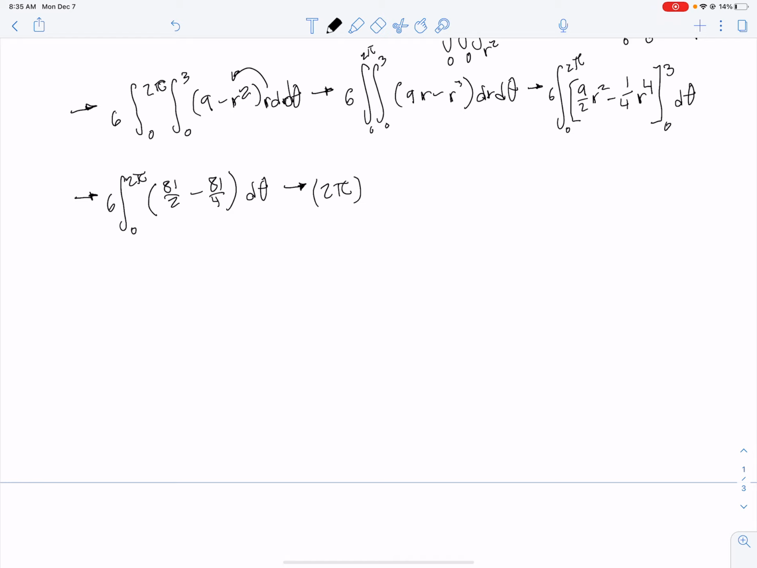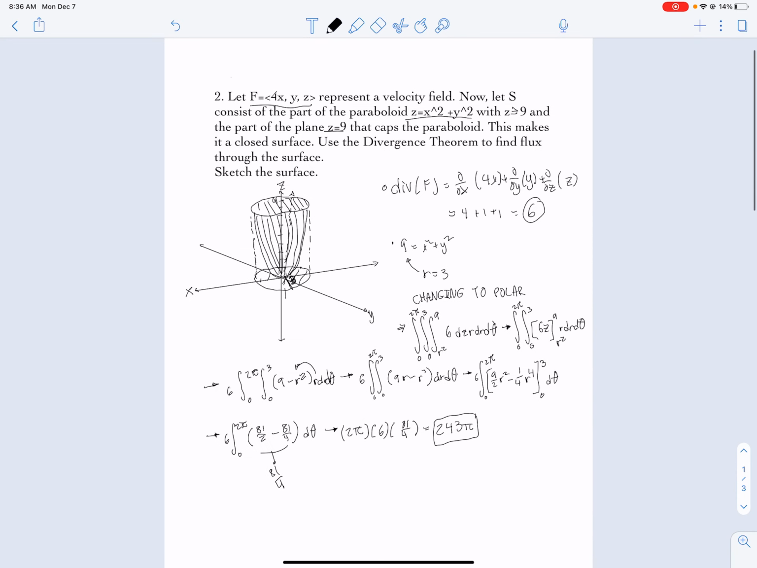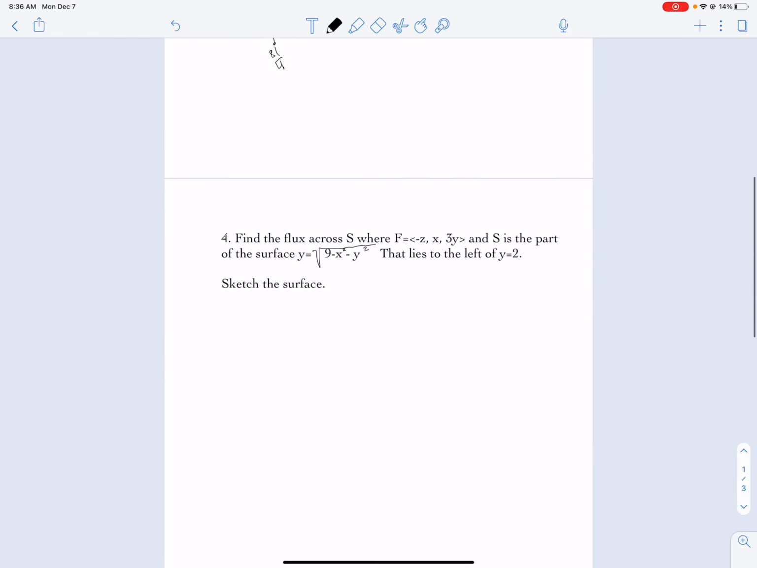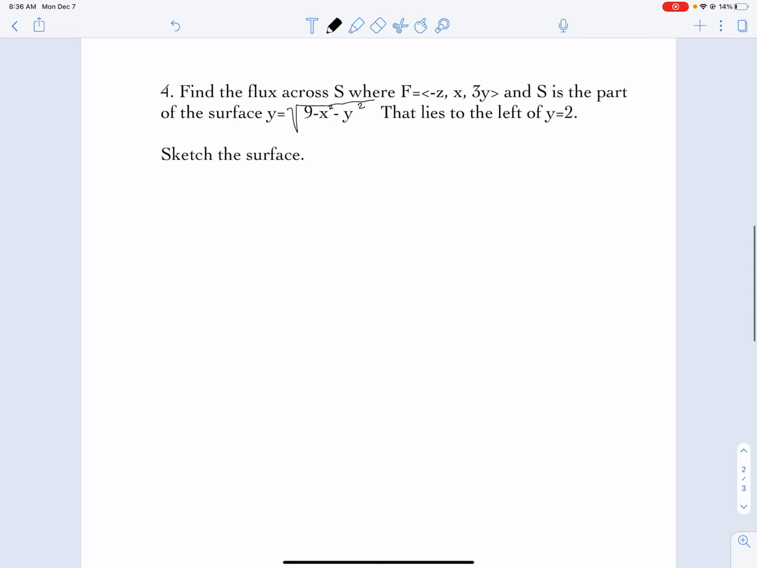So it's going to be 2 pi minus 0, just 2 pi, times our 6 and times our 81 over 4, which equals 243 pi. That is our final answer for the flux of this surface in the vector field given. So moving on to number 4.